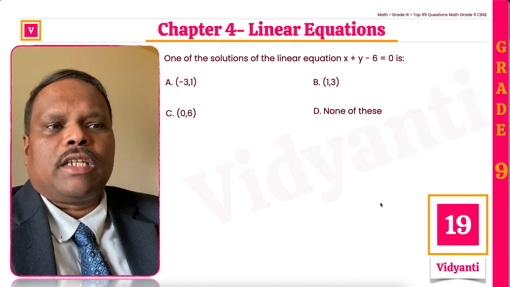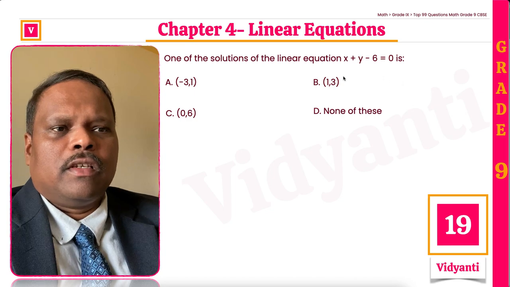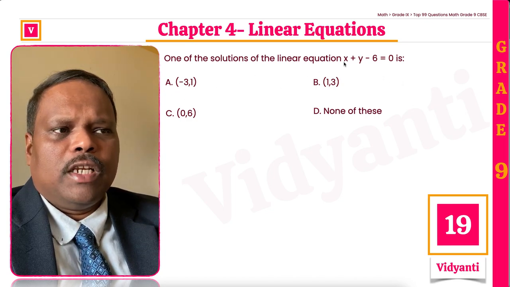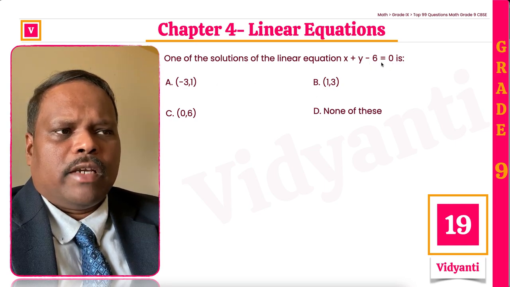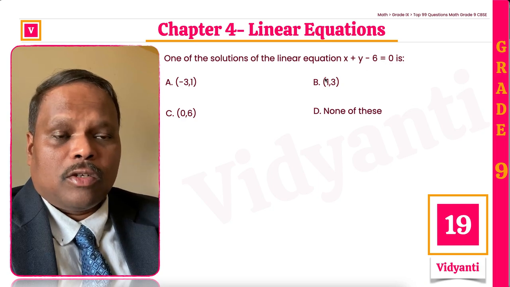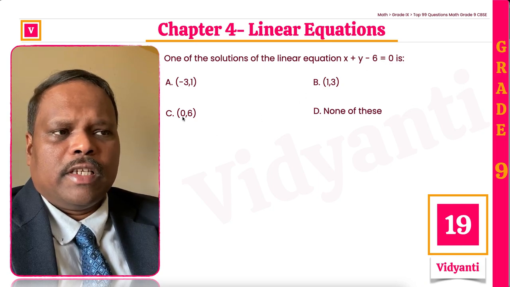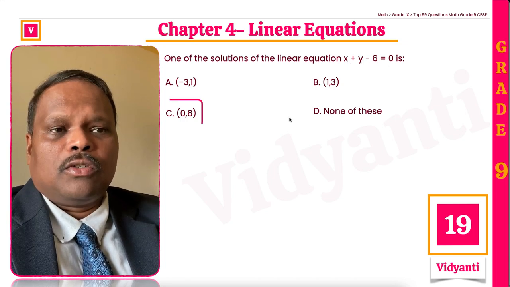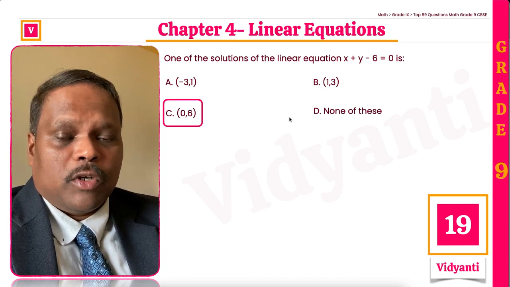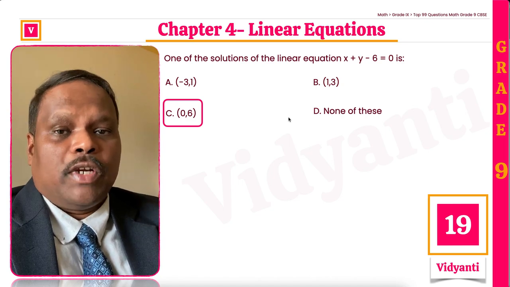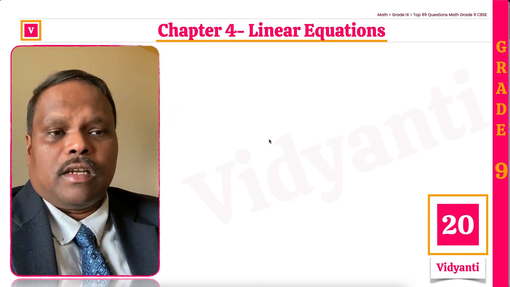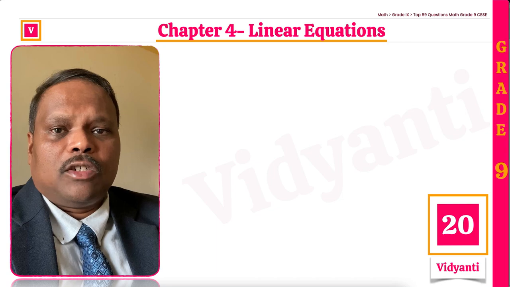Let's go to question 19. One of the solutions is, well, we have to plug in the values. Say for example, if we substitute -3 plus 1 minus 6, that's not 0, so this is bad. 1 plus 3 minus 6, that's not 0, that's also bad. But if you substitute (0, 6), this is 0 plus 6 minus 6 equal to 0. So C is a solution because it satisfies the given equation of the straight line, and C is the correct option. Let's go to question 20.